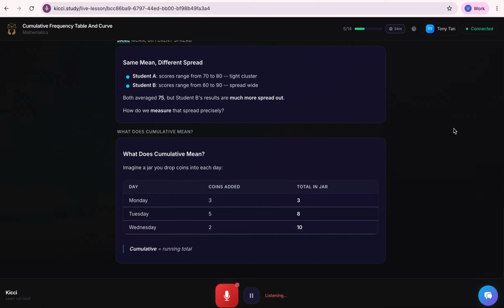Exactly, it would be 8, because you're adding the 5 from Tuesday to the 3 that were already there from Monday. Now, if on Wednesday you add 2 more coins, what would the final total be? 10. It's 10. 8 plus 2.